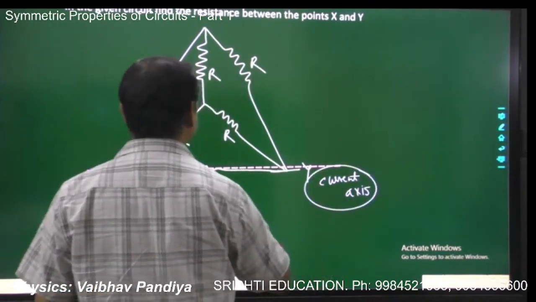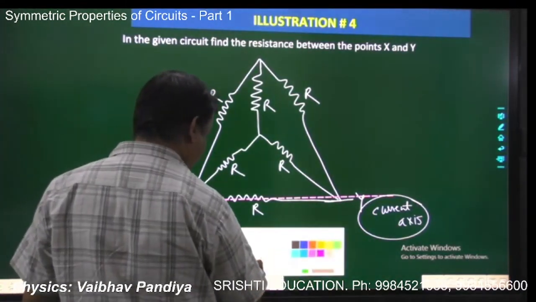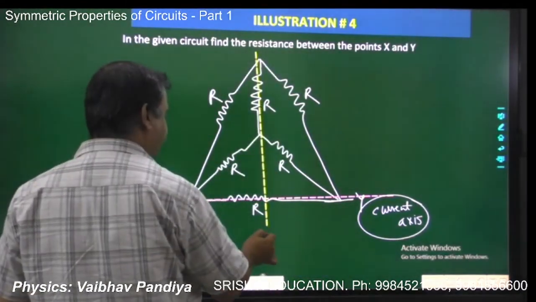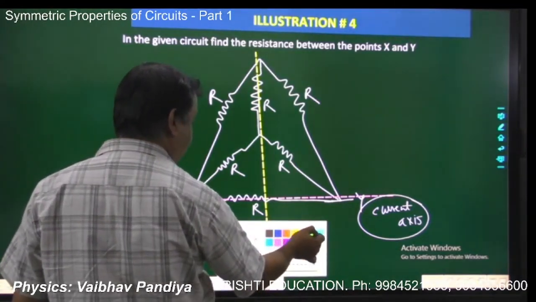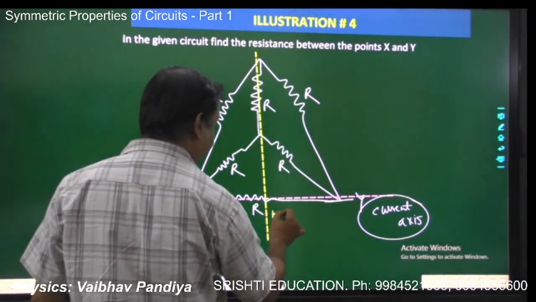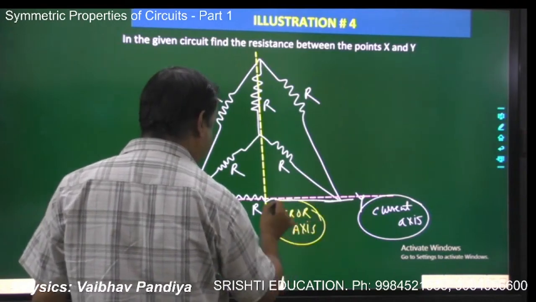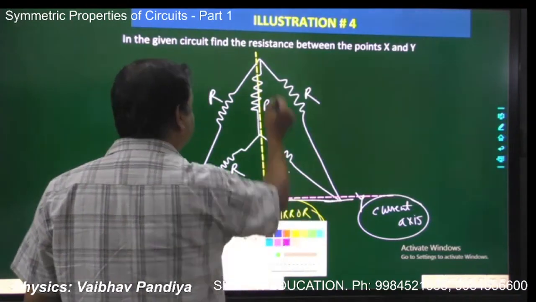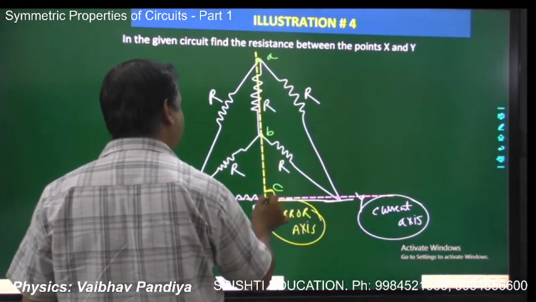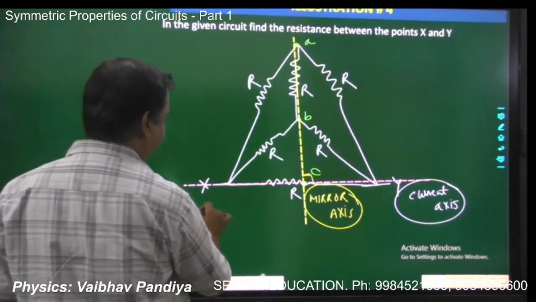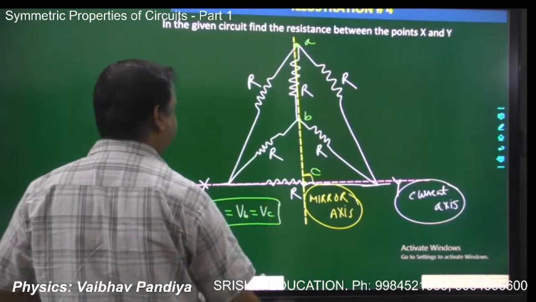And you can see there is the perpendicular axis of symmetry. There is an axis present which is dividing the circuit in two equal mirror images on the right hand side and left hand side. Since it is perpendicular to the current axis, this is a mirror axis of symmetry. And now we can label the points, say this is a point A and this is a point B and this is a point C. So points A, B and C will have the same potential, correct?